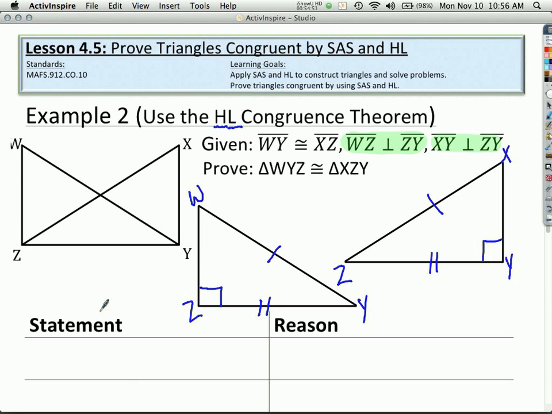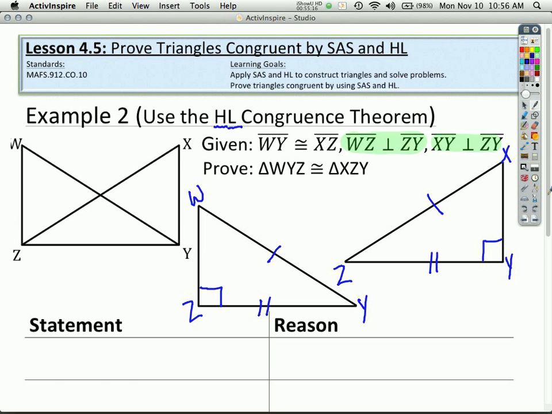Let's see. Can we use side, side, side? That's congruent to that. That's congruent to that. I don't know because we don't have evidence to say that XY is congruent to WZ. Do you have evidence somewhere? If you find evidence, then you can absolutely use it.